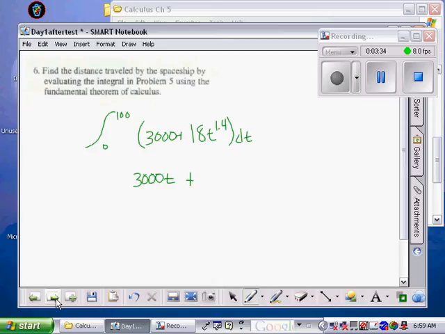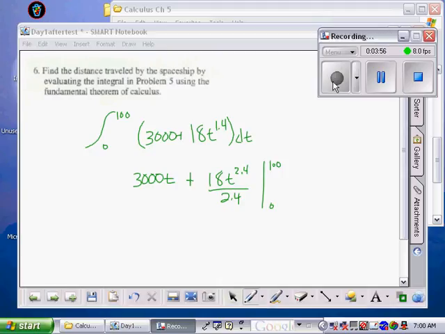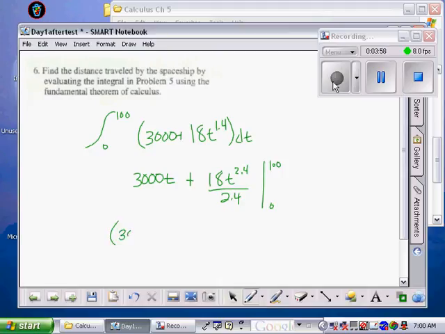On the next one, what am I going to do to find the antiderivative? Raise t to the 2.4 and divide by 2.4. And we're going to go from 0 to 100. So go ahead and plug in 100 and 0. It looks like if I plug 0 into this, I'm going to get 0 out of it. So basically you need to plug 100 in and see what you get. Okay, so let's plug in 100, divided by 2.4. This whole thing back here is 0, right?